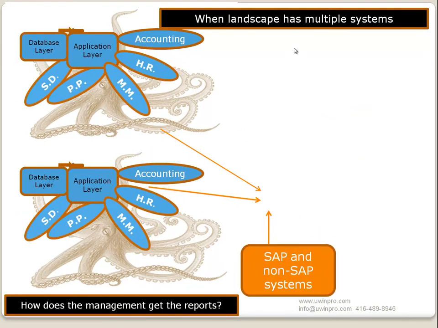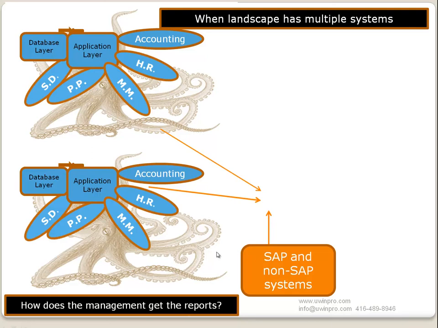When time passes, more and more systems will be added to the system landscape. A landscape is made up of multiple SAP systems. So one day the management may want to have a report which involves data from all these different servers. They may be ERP systems, or maybe they are customer relationship management systems, supply chain management systems, advanced planning and optimization systems, human capital management systems. Like that, various systems we have. And we may have non-SAP systems as well.